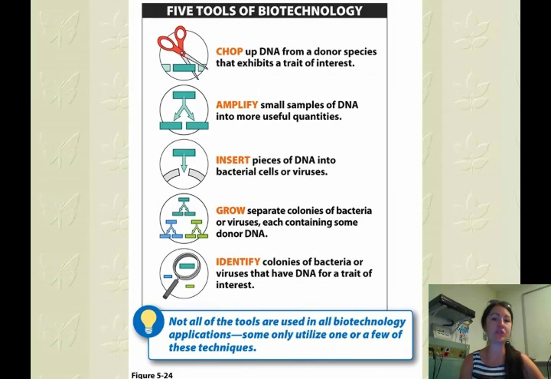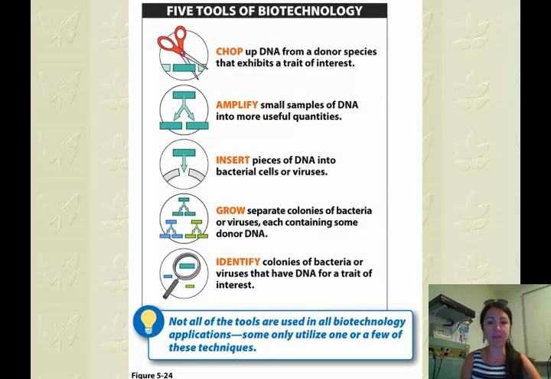The next step, inserting pieces of DNA into bacterial cells or viruses. So inserting the human insulin gene into bacterial cells, then growing these entire colonies of bacteria or viruses each containing some donor DNA. So taking the bacteria with the human insulin gene and making the bacteria replicate so that they have big, giant, massive amounts of the bacteria.